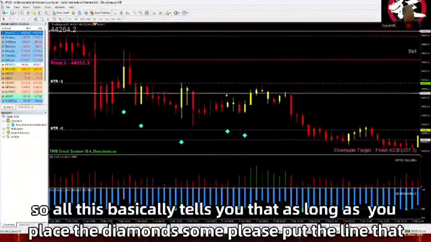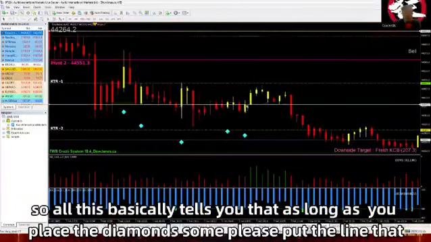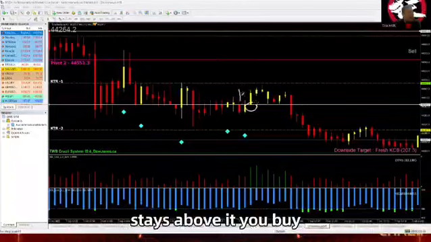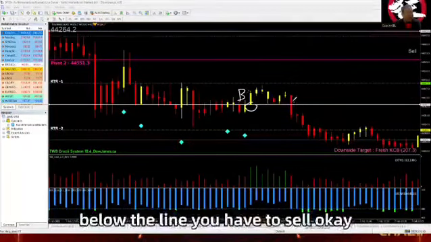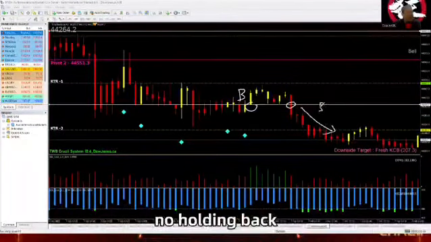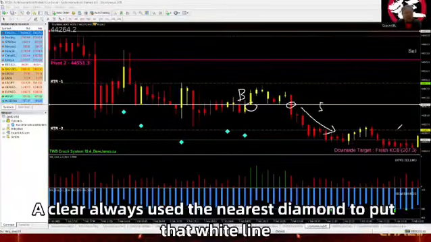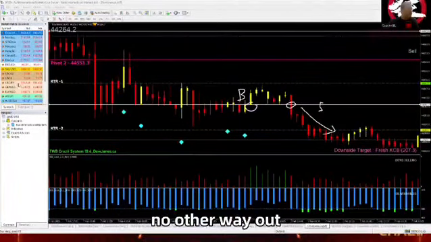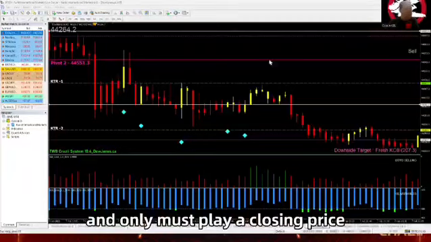So all this tells you that as long as you have the diamonds in place, put the line there. If the line is placed, as long as the market stays above it, you buy. But once it goes below the line, you have to sell. Okay, there's no holding back. All clear? Always use the nearest diamond to put that white line. That is the way to do it. Only that way. There's no other way out. And you must only place it at the closing price.